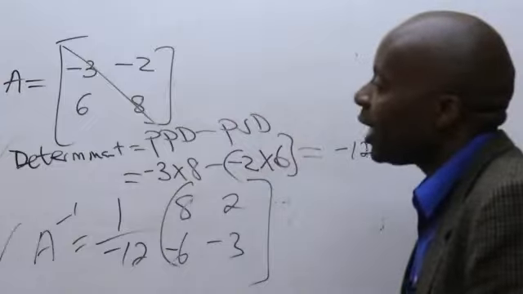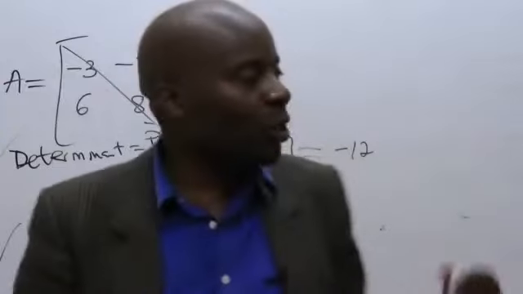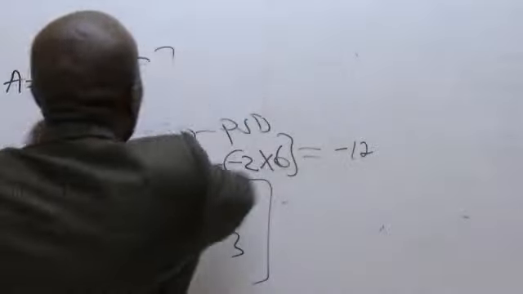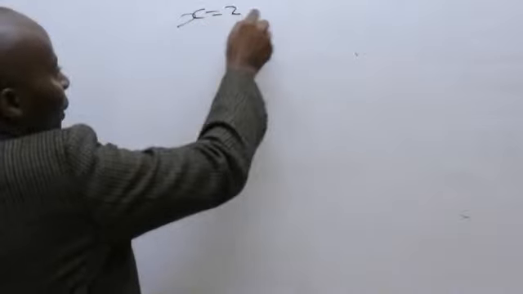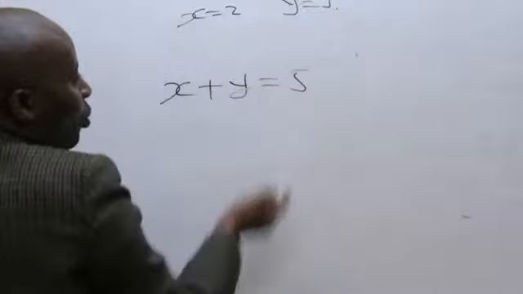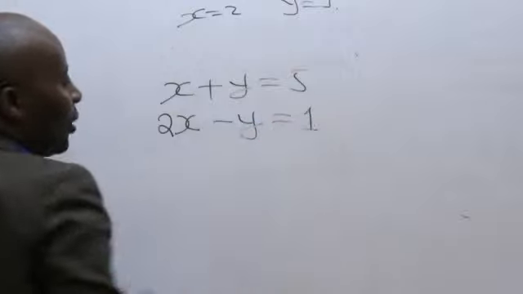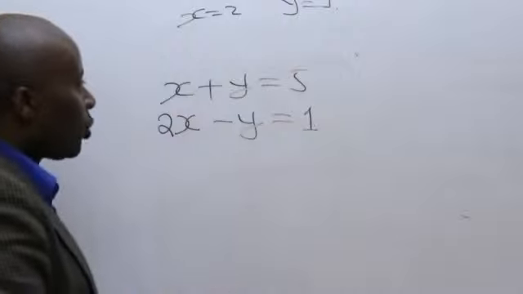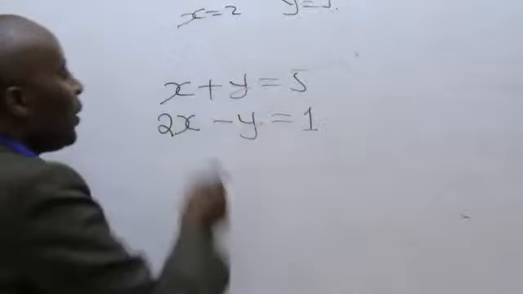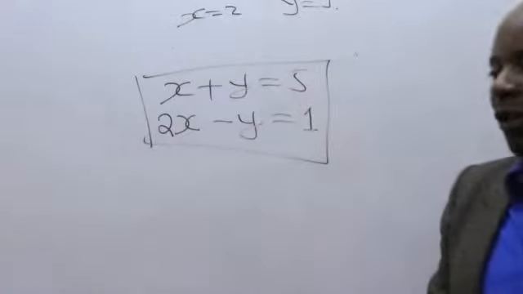So that we don't make reference again to this in the near future, let's come straight away to how we use this particular concept, ladies and gentlemen, to solve simultaneous equations. If you're given an equation like this, x plus y equals 5, and then 2x minus y equals 1. So you're given these 2 simultaneous equations, and then somebody tells you to solve for x and y.